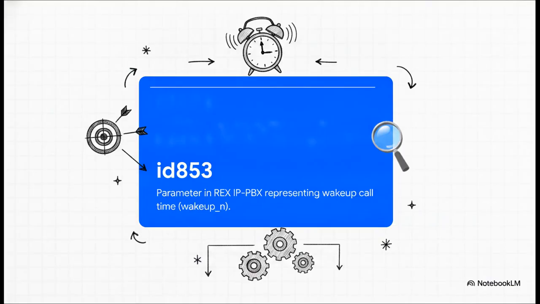Which brings us to Section 4, Path 2, setting ID 853. Now that we finally have our target's internal coordinates, we can move to the actual configuration phase. To inject our desired wake-up time, we have to know exactly what variable controls the alarm clock. Well, according to the documentation, that magic variable is ID 853, which is also known in the system as wakeup_n. This right here is our target. This is the exact parameter we have to manipulate to set the time.